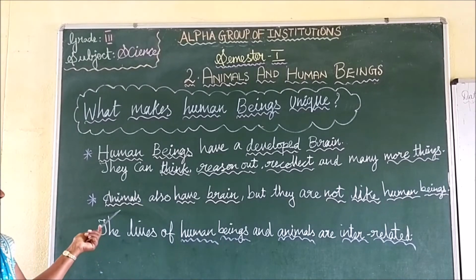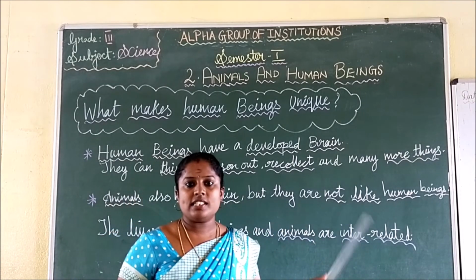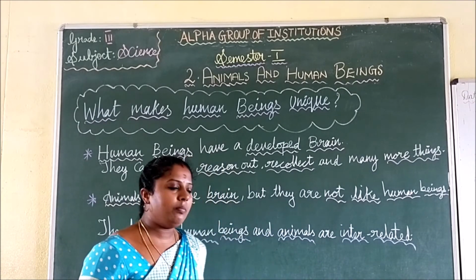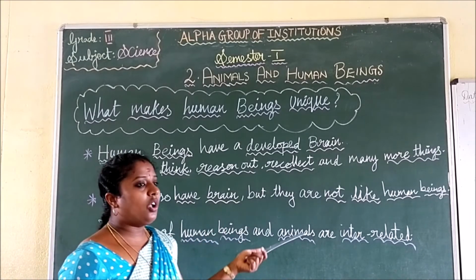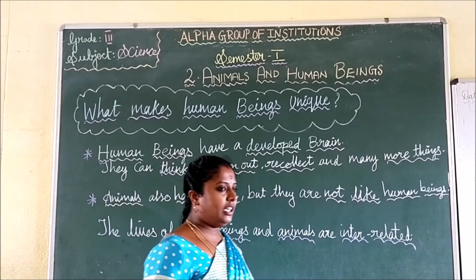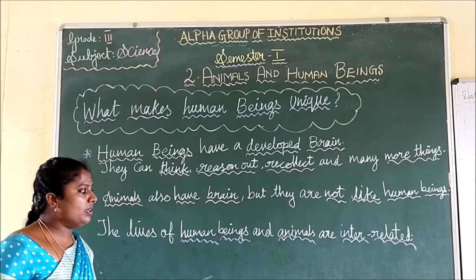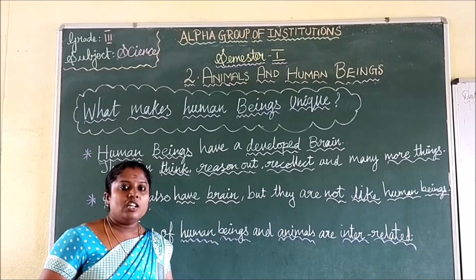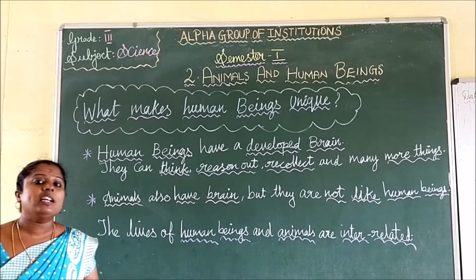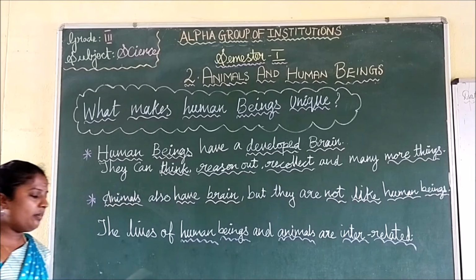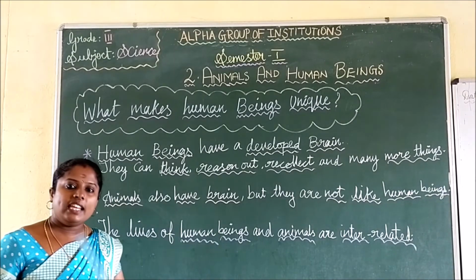Next, animals. Animals also have a brain, but they are not developed like human beings. So the lives of human beings and animals are interrelated. Not only animals and human beings, but all the living things in the world are interrelated.